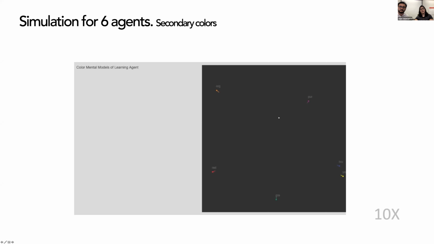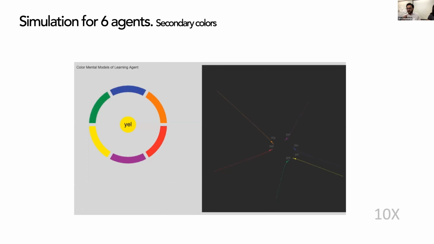So now we will see some simulations. These screenshots are showing a very simple model just to simplify how it works. Here the learning agent is a yellow one. At the beginning it doesn't have any idea of the color mental model. It only knows that it's yellow, and from the interactions, it develops its own color wheel.